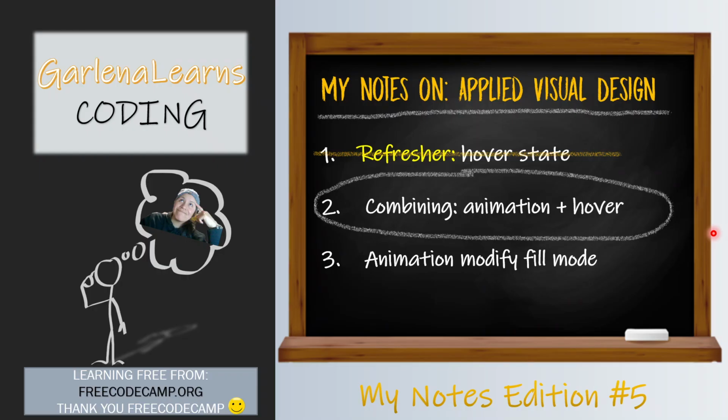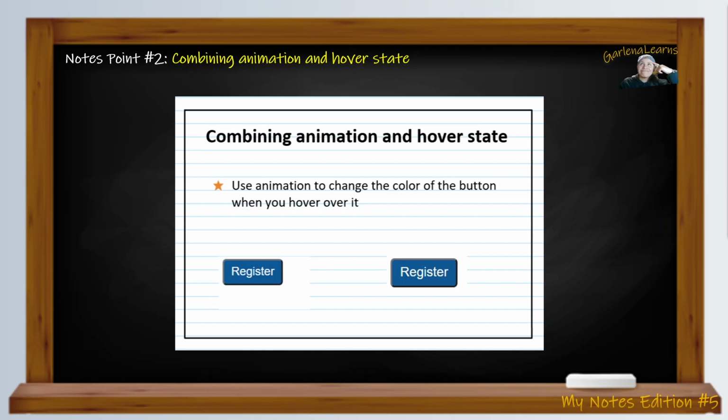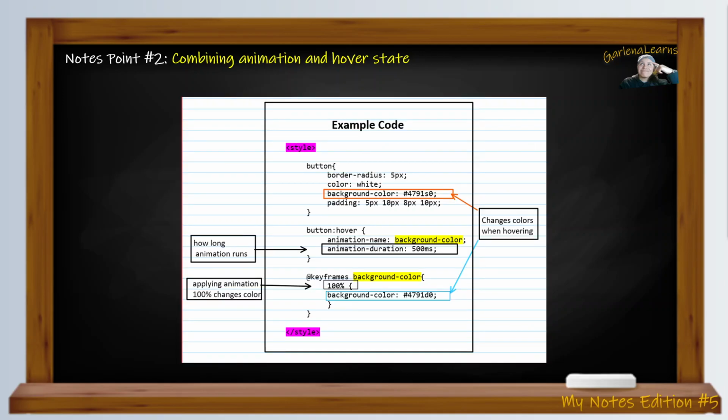Alright, so let's move on to the second one: combining animation and hover. For this example, you're going to use animation to change the color of the button. So when you go over it, it will change color. This would be an example of the code. Instead of just telling it to change color, you're going to use an animation, and when you use the animation, you'll use the @keyframes to give it instructions.